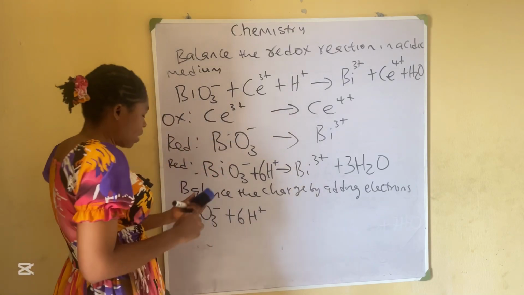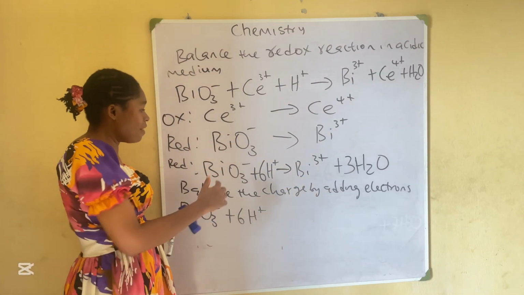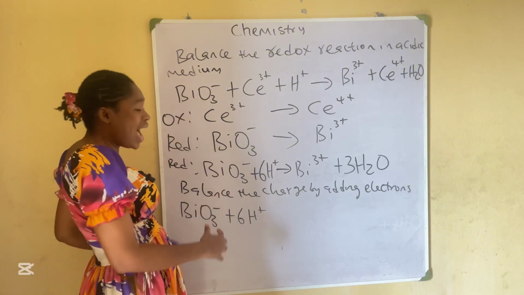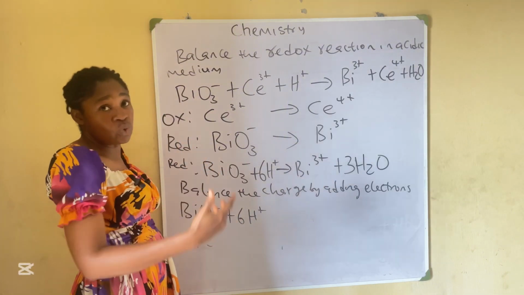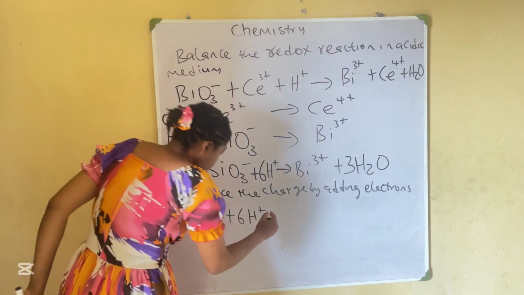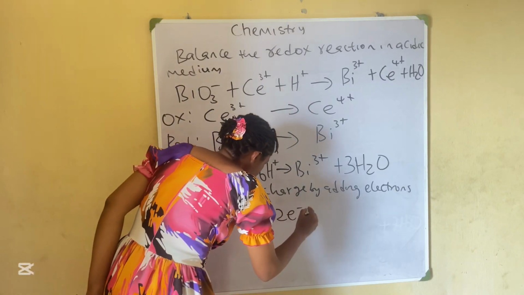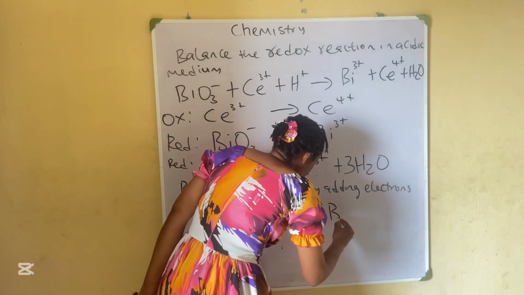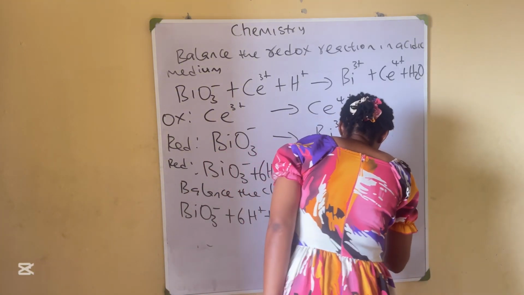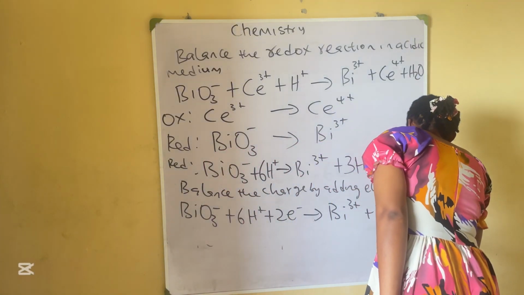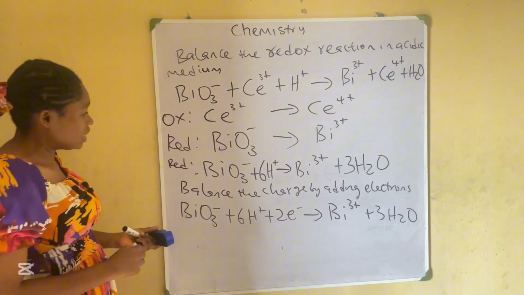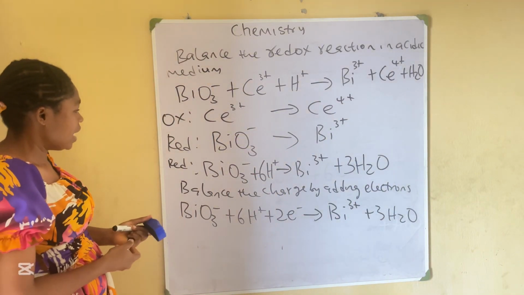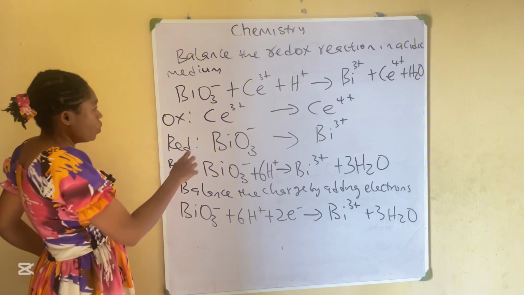So how many electrons will I add here to balance it? Remember, I have +5 on the right hand side, so I'll add 2 electrons. My electron is minus, so 5 minus 2 will give me +3. So the charges are balanced. Then I'm going to work on the oxidation.